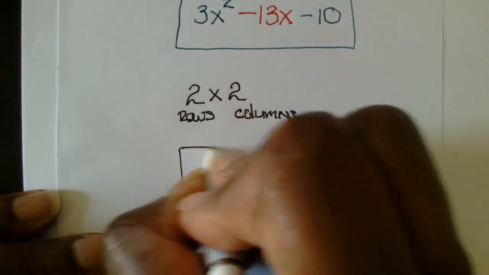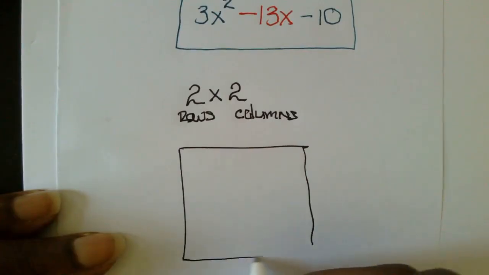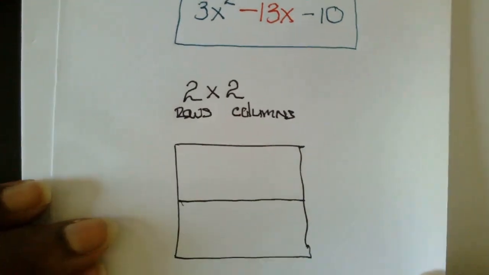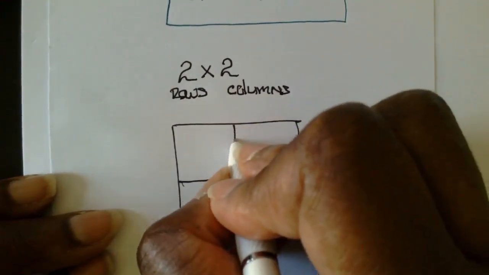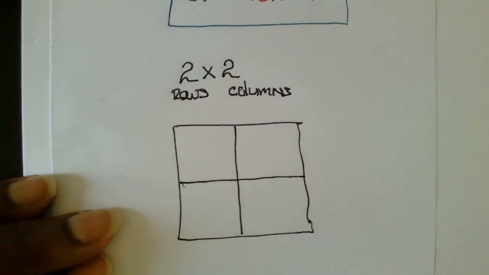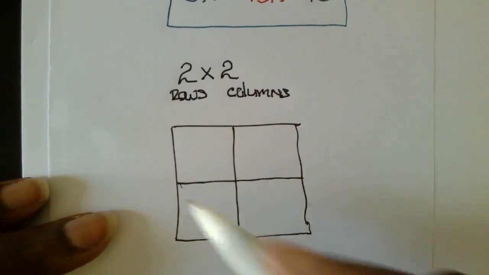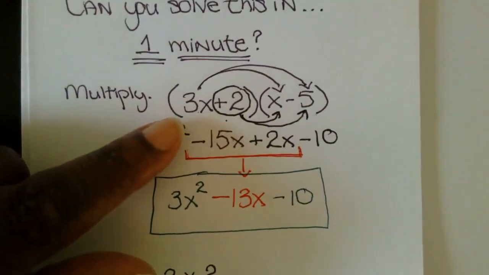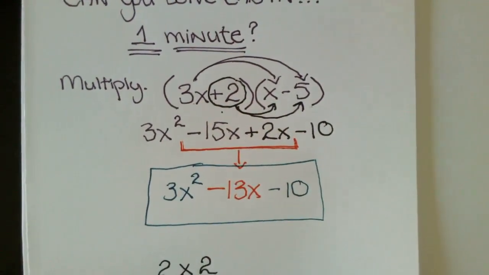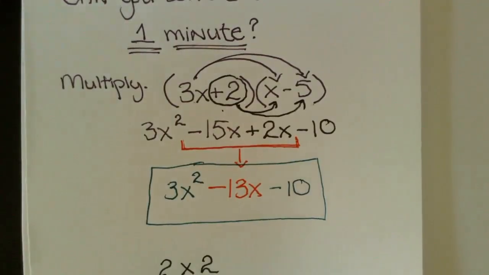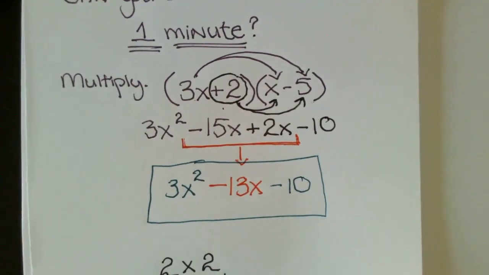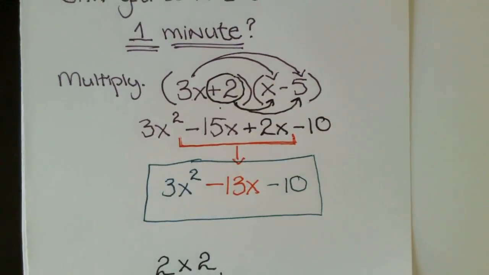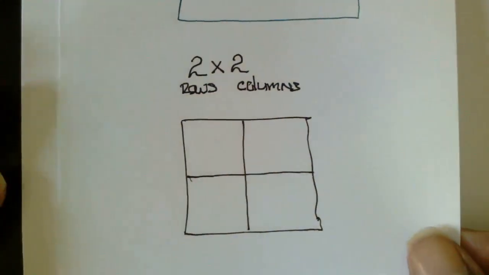So here, here, here, here. Okay, there's my 2 rows, and there's my 2 columns. So what will go on the side right here? I like to put the first parenthesis. And guess what? Since you're going to be doing multiplication, it doesn't matter. It doesn't matter which one of these go to the side. It's all going to pan out anyway.